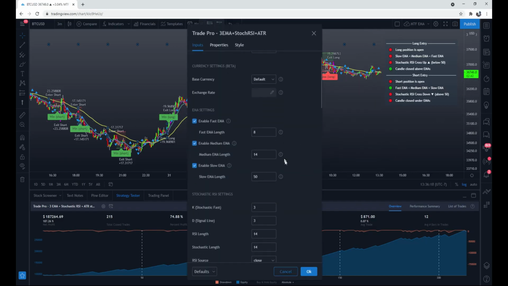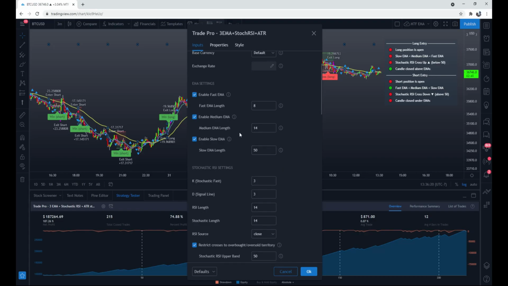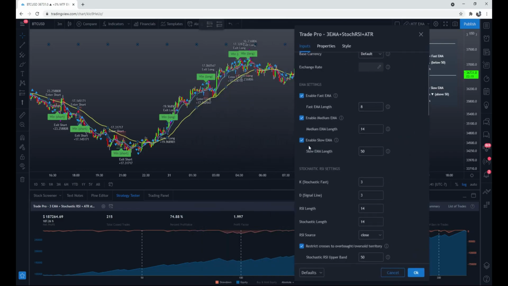So the main thing up top here is the EMA settings. And here you can decide if you want to change the EMA values. So if you don't want the defaults at 50 and 14 and 8, you can change it to have a 200 period EMA, a 100 period EMA, and a 50 period EMA, or whatever you want to change the EMA values to. You can also get rid of some of the EMAs.